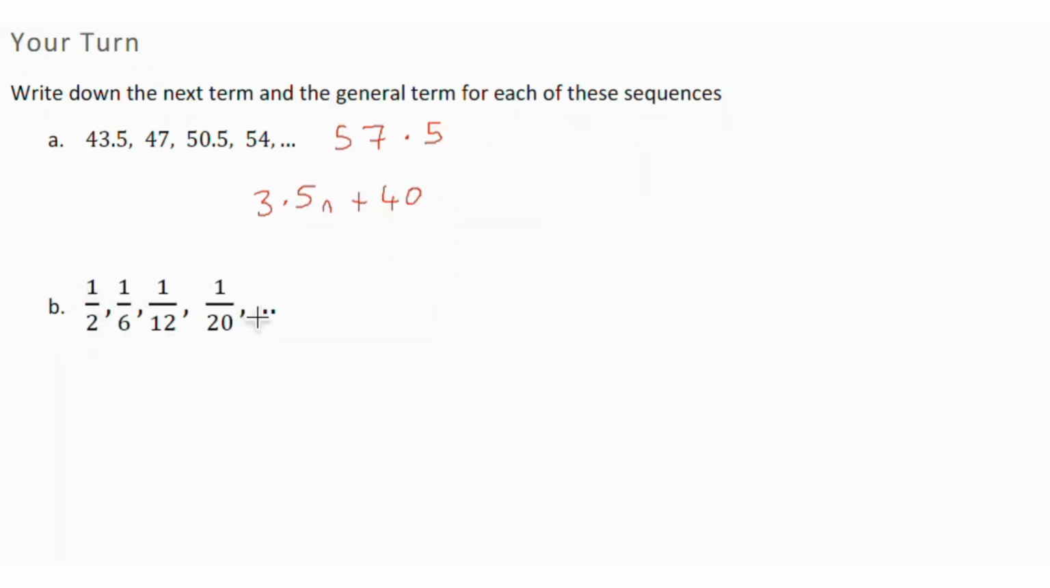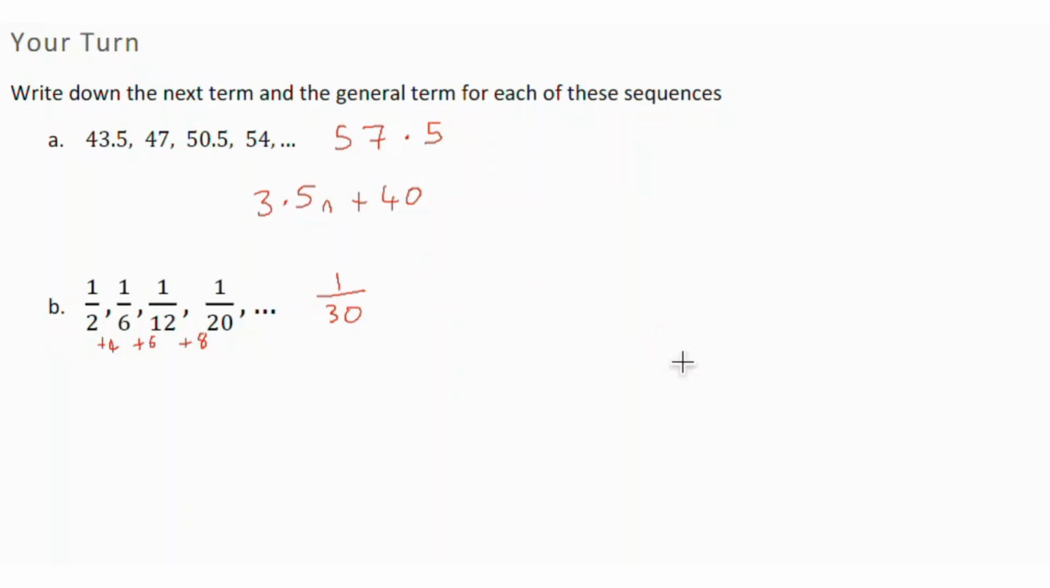For part B, we can see that the numerator is always 1, so we know that the next term is going to be 1 over, and then if we look at the denominator, we see, well, what patterns can we see? The first thing I'm thinking is we're adding 4, and then we're adding 6, and then we're adding 8, so the next one is we're going to add 10. So 1/30th.